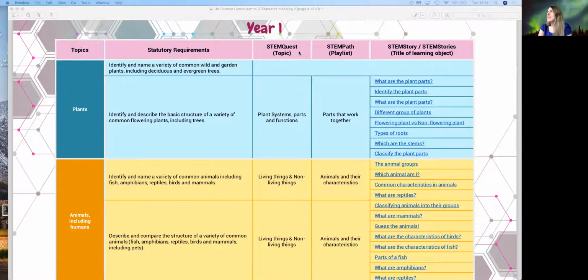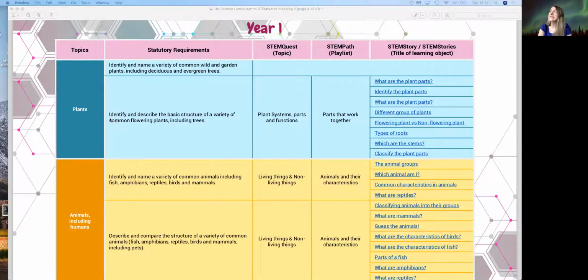And then we have the STEMQuest topic. The quests, I showed in an earlier video, where you can go step by step into each of those quests. And then the STEM path, which is the playlist, and the STEM story, which will take you directly to the learning object.